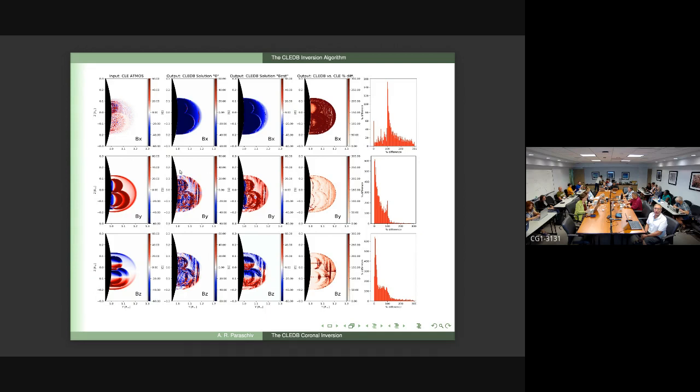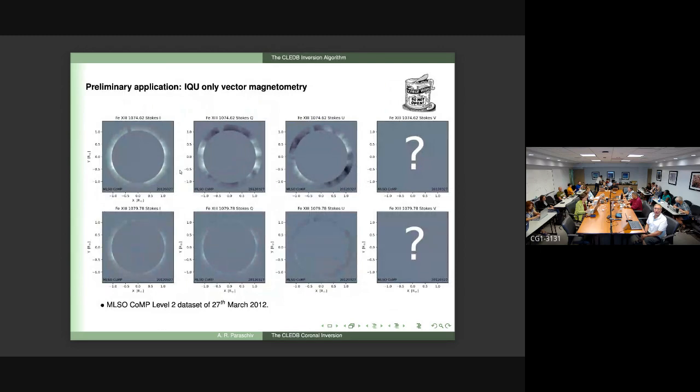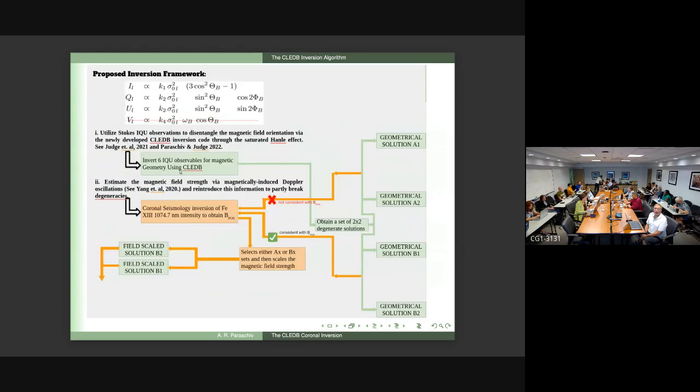Okay. And pretty much this is the basics of CLEDB. Now, I've been looking at CoMP and UCoMP, and we know what our problem is. You have Stokes I, and this is CoMP. You have Stokes Q, you have some Stokes U in this frame, but there's no way of measuring Stokes V, at least in an easy way. So I wondered what we could do to actually get something out of such an observation. So instead of having 8 Stokes profiles, we have only 6.